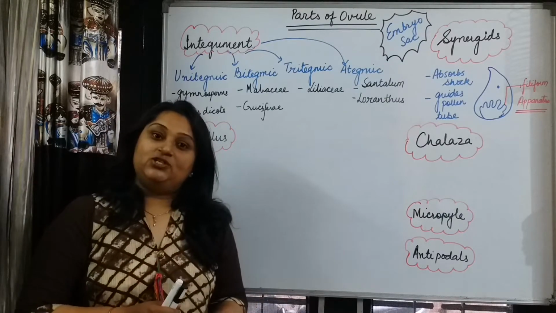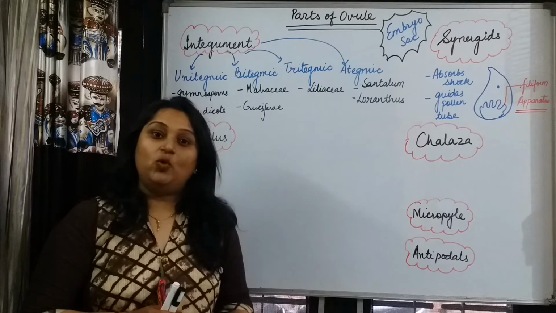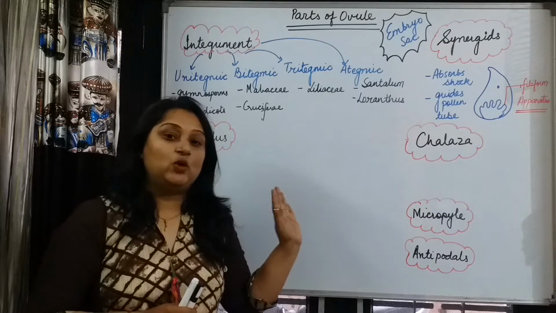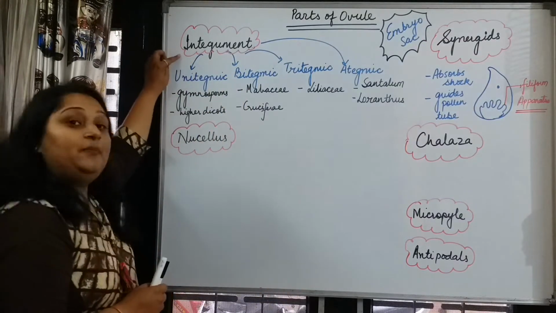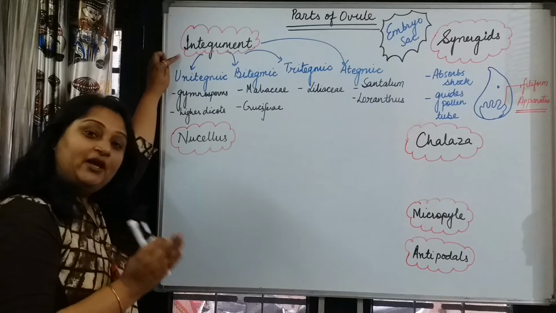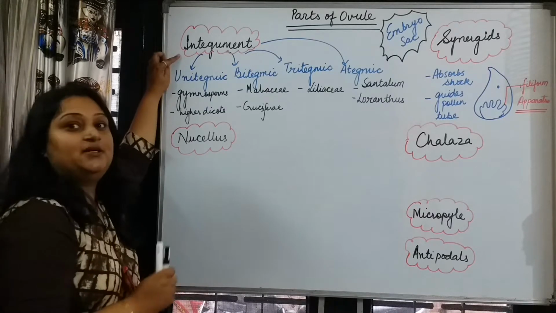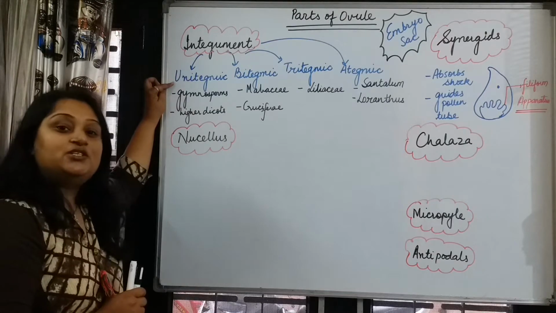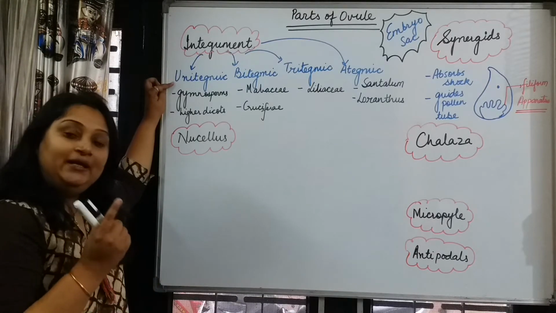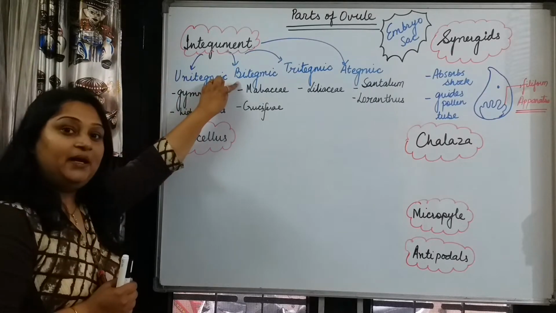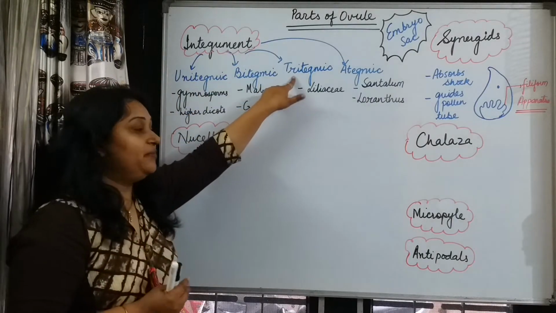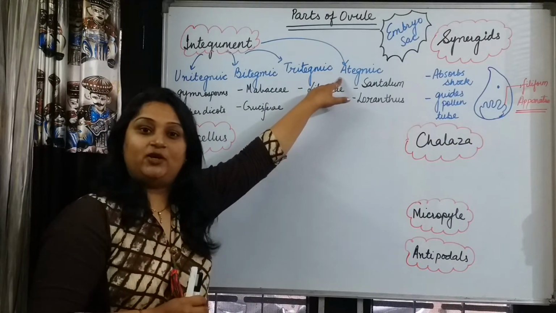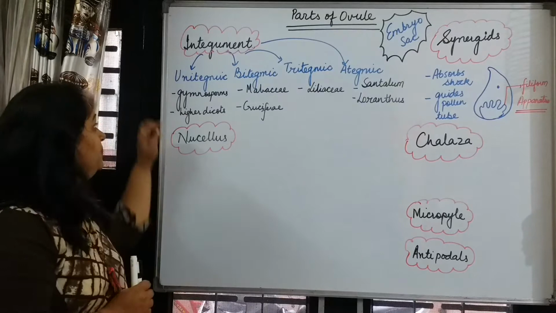Integument, in the later stages, when the ovule develops into a seed, becomes the seed coat. The integument forms the seed coat. On the basis of the number of integuments, it can be of various types. Number 1 is unitegmic, as the name suggests, uni means one integument is there. Bitegmic, 2. Tritegmic, 3. Ategmic, without any integument. We will discuss the examples then.